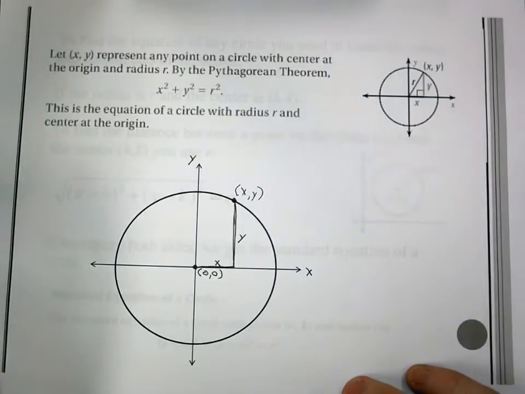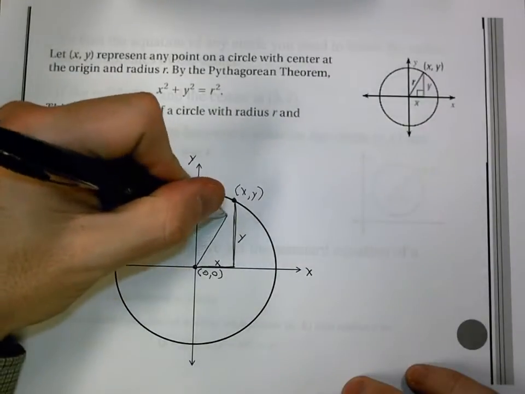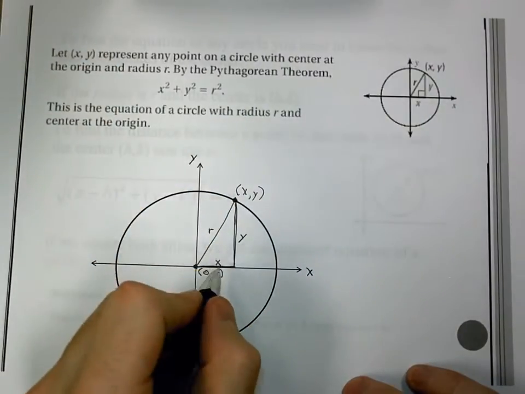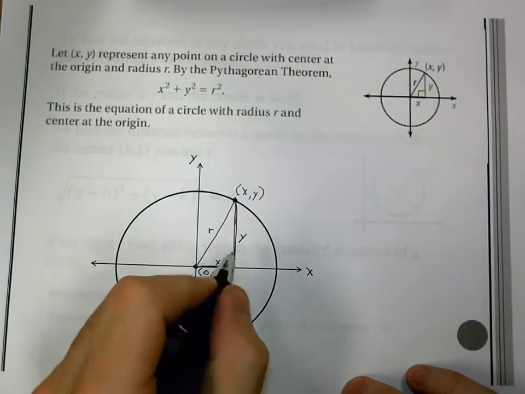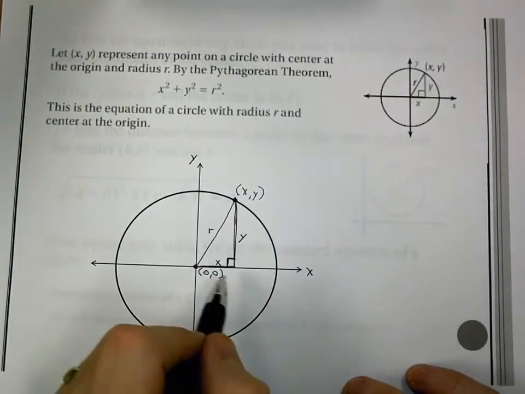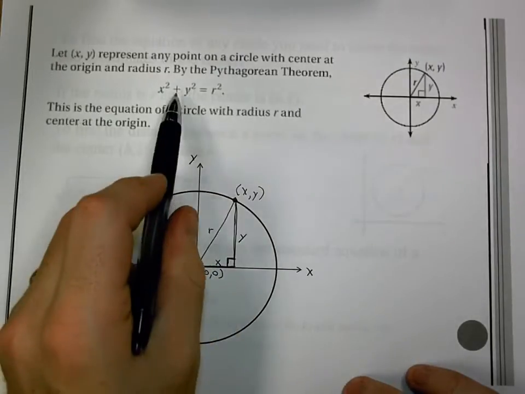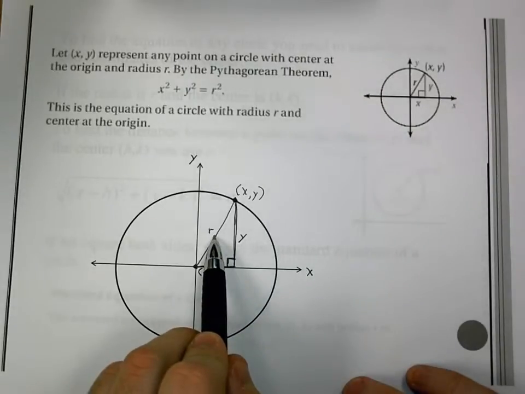to that point. Now, since it's on the circle, we also have its radius, which we're going to call r. Since x and y are perpendicular to each other, we get a right triangle with x, y, and r, giving us what it says here, the Pythagorean theorem: x squared plus y squared equals r squared.